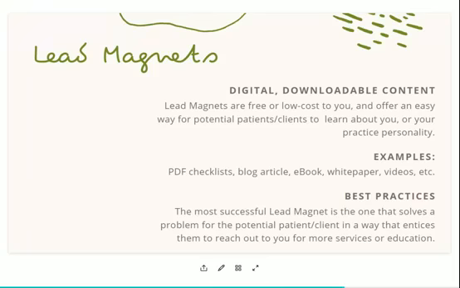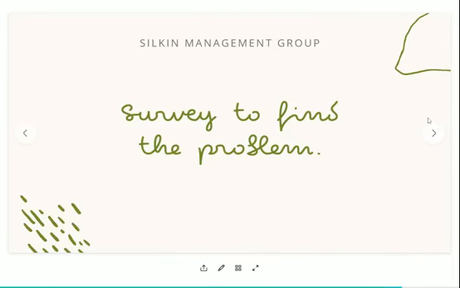You can do a Google search, figure out what keywords are successful or popular, and include that in the title of your lead magnet. But really the best way to do this is to survey, to find out what problems potential patients or clients in your area have. When we survey your market, that effort is worth its weight in gold. It is the most successful way to find out what lead magnet people will actually be interested in enough to exchange their contact information with you.